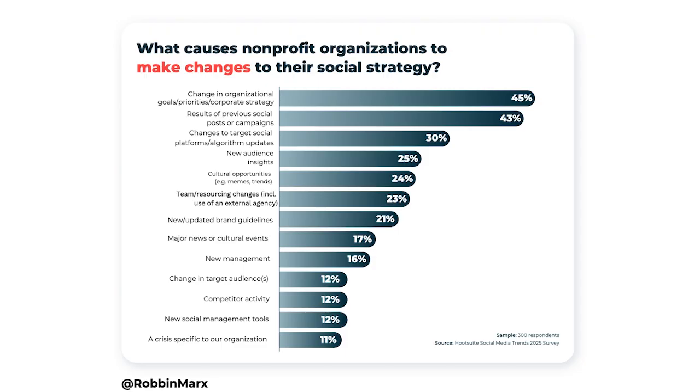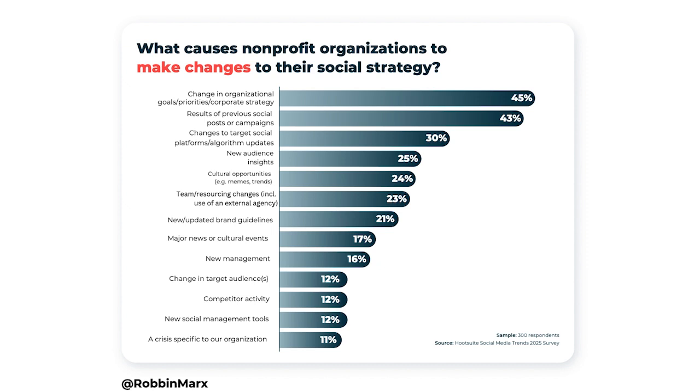Next up, let's talk about what causes nonprofit organizations to make changes to their social strategy. 45% of nonprofits change their strategy because there's a change in organizational goals. 43% change because of results of previous social media posts or campaigns. I think that's a very legitimate reason to change your strategy. 30% change to target social platforms, algorithms, and updates.